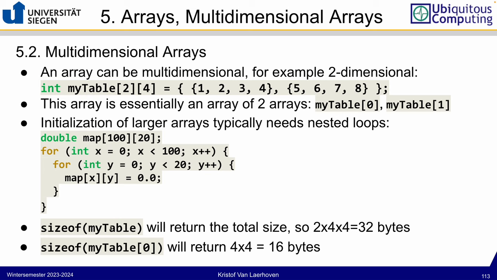And what you can also do is get the first element, which is an array again, of 4 integers in this case. So 4 times 4 is 16 bytes. That is what sizeof my table 0, or we could have also given my table 1, will return. Right? So also that is possible. We can leave out the second index over here, and then this is the array, not the element. Okay? And that becomes a little bit more convoluted, perhaps, or at least it's something that you need to get used to. But that is also very powerful.